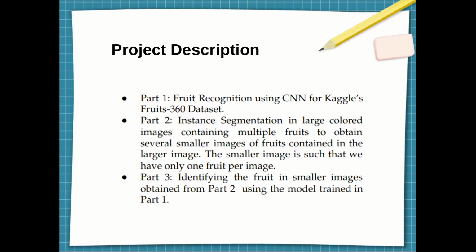Second part is instance segmentation. For any given image, we want to segment those into different smaller images containing different fruits, so that we can use those segments of the larger image and use the trained model from part 1 to predict those fruits in that larger image. And this forms part 3.